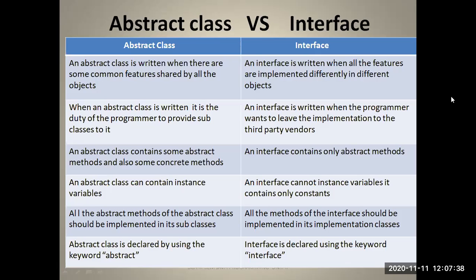Now coming to interface, it is written when the programmer wants to leave the implementation to third-party vendors. It means the programmer's responsibility is only to design the interface. That's it. They will leave the implementation to the implementers. They are called third-party users or some kind of users.